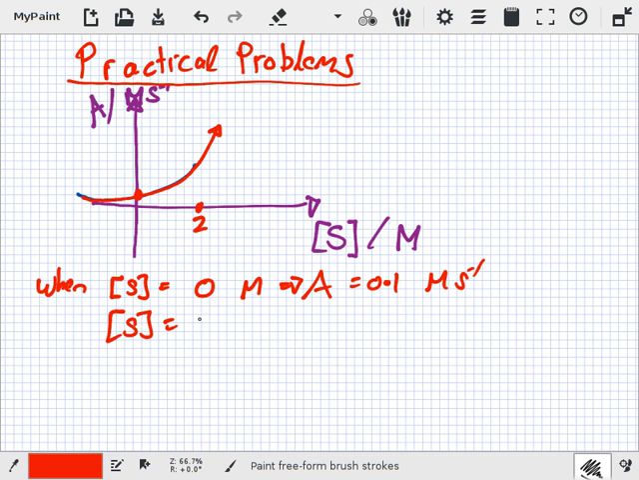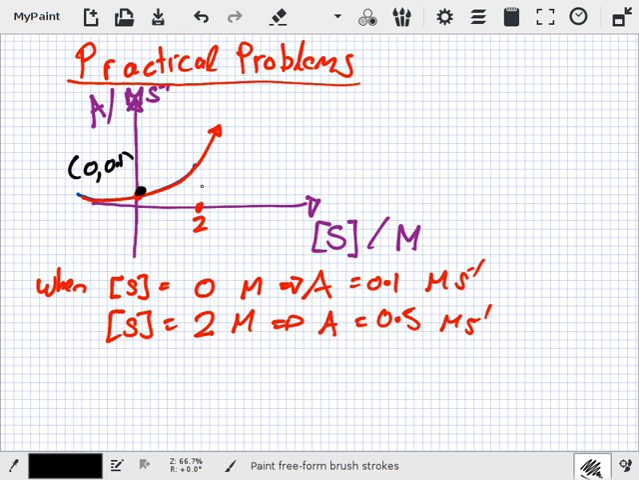It doesn't matter. We'll just say when the substrate concentration is 2 molars, then the activity should be more. We'll say the activity increases to say 0.5 molars per second. So if you were to mark it on the graph, this point here would be 0.1, and this point here, what would that be? That would be 2 and 0.5. That's a 5 there, like that.